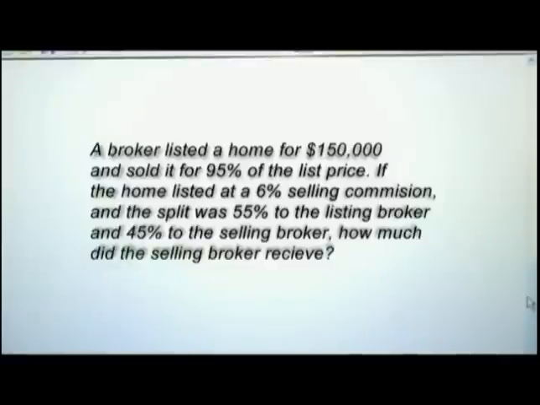Question 6 on the math practice says, a broker listed a home for $150,000 and sold it for 95% of the list price. If the home listed at a 6% selling commission and the split was 55% to the listing broker and 45% to the selling broker, how much did the selling broker receive?